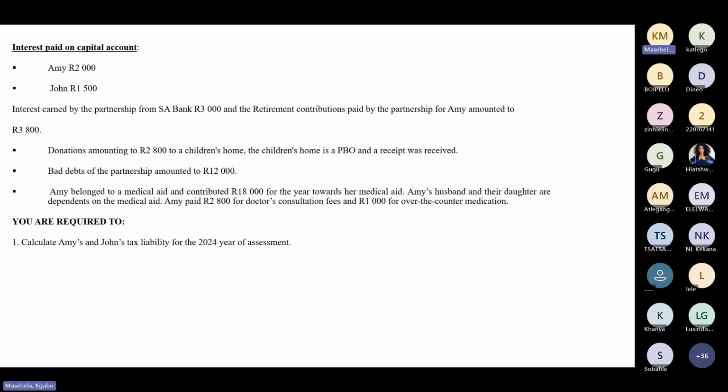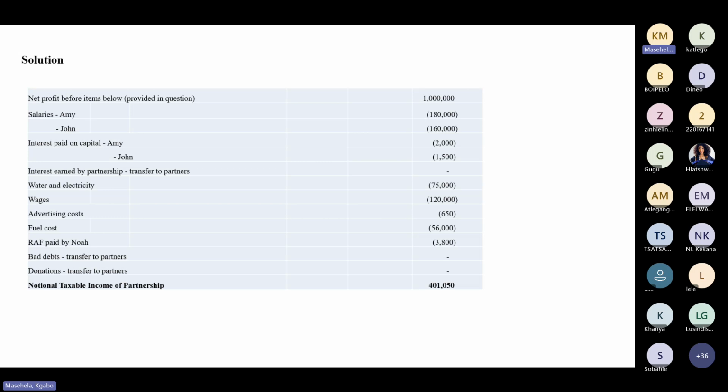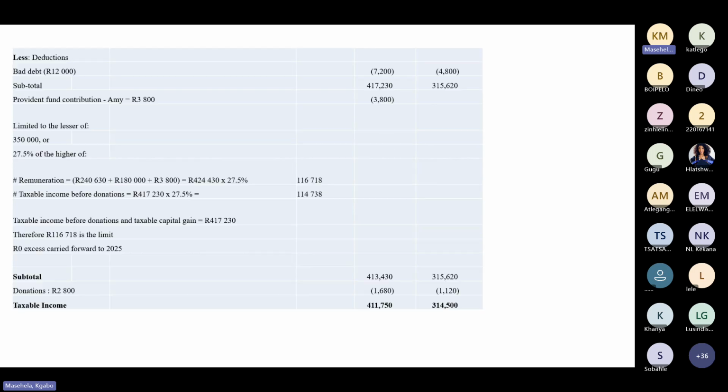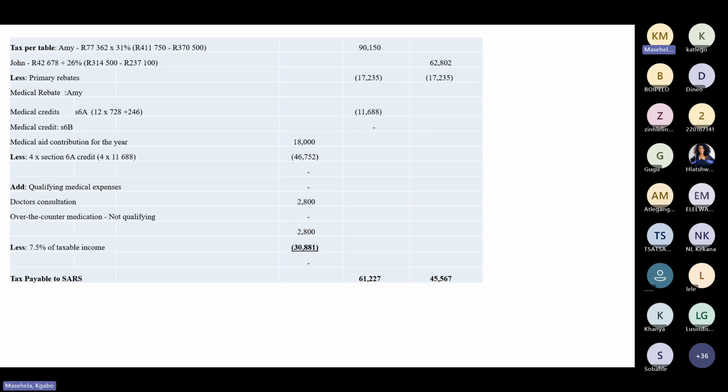Amy belonged to a medical aid for the whole year. Amy's husband and the daughter are dependent. That's why there's an additional. That's why, let me just check. Where's medical? That's why it's Amy and her husband, and additional, the daughter, 246. This is for the 2024 tax year, remember. Guys, this changes every year. There are some students who are using the 2023 figures. That is wrong. Medical aid contribution, Amy contributed 18,000. Less 4 times section 6. Oh, let's see now this interesting part.